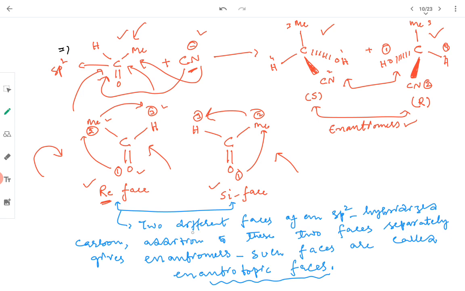So there are two different phases of an sp2 hybridized carbon, and addition to these two phases separately gives enantiomers. That is why they are known as enantiotopic phases, because addition to these two phases separately gives enantiomers.